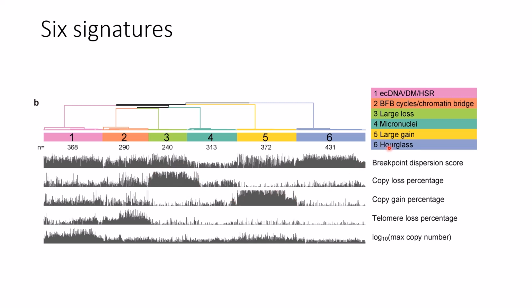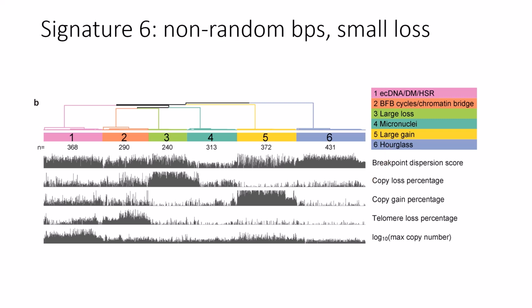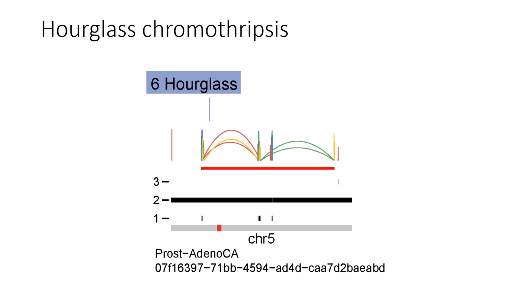And signature 6 is very interesting. We name it hourglass chromothripsis. The main feature is it has the highest breakpoint dispersion score, meaning the breakpoints are highly localized, and there's almost no copy gain with a very small amount of copy loss. Here is an example of hourglass chromothripsis. You can see that the rearrangement breakpoints are concentrated in a few regions, and every time you have a rearrangement, there's a small amount of DNA loss.